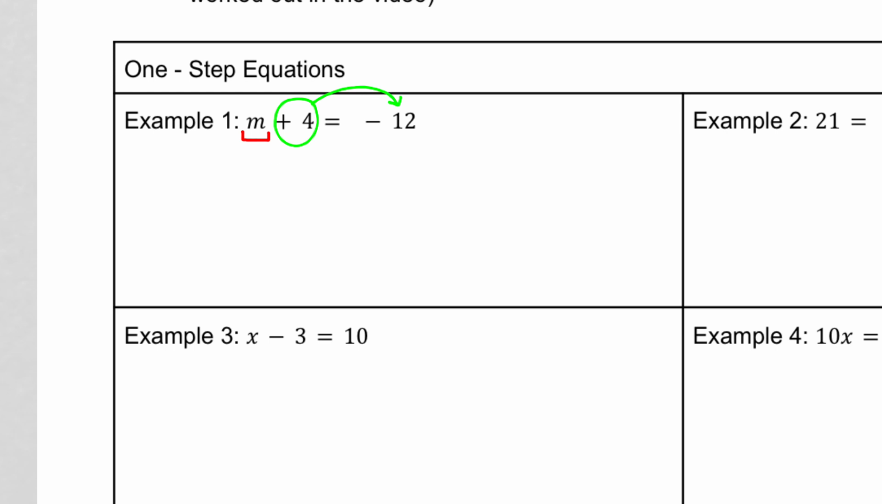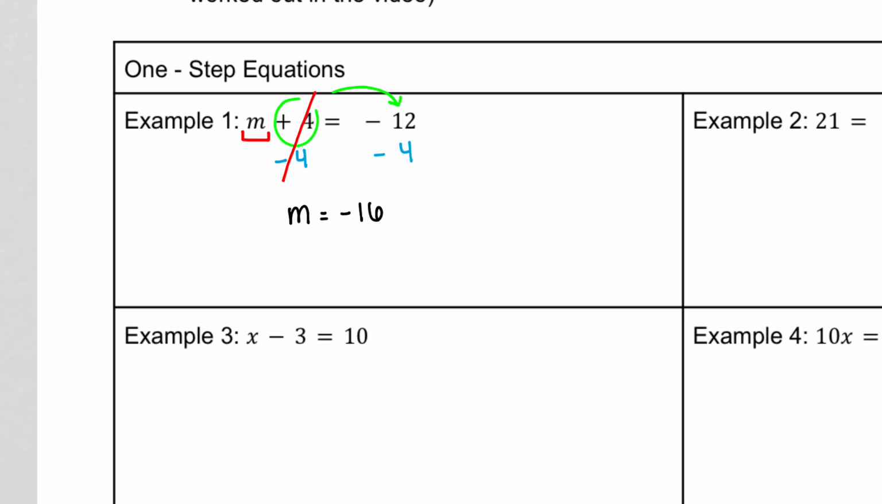So instead of a plus 4, I'm going to do a minus 4 on the left side. Whatever you do to one side, you have to do to the other side. And so right here, this plus 4, this minus 4 cancels out completely. And that's exactly what you wanted. So what's left over on that side is that m still, and it's equal to, we now have to do negative 12 minus 4, which gives me a negative 16.